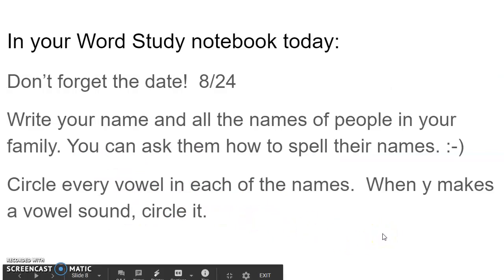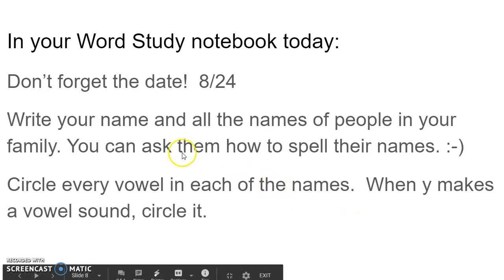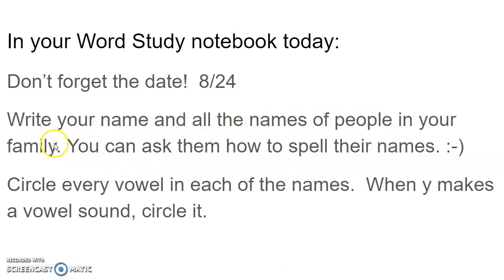So in your word study notebook today, we have an assignment for you. First of all, don't forget the date. Today is August 24th, so you're going to write 8/24 on the top left of your paper. Your job is simply to write your name and all the names of the people in your family. You can ask them how to spell their names if you need to.